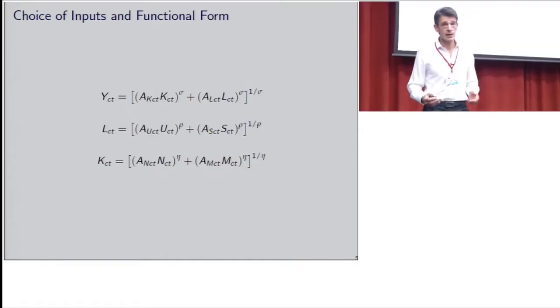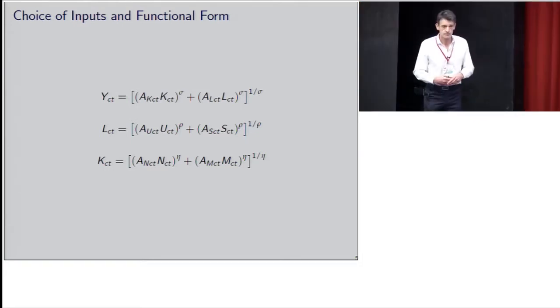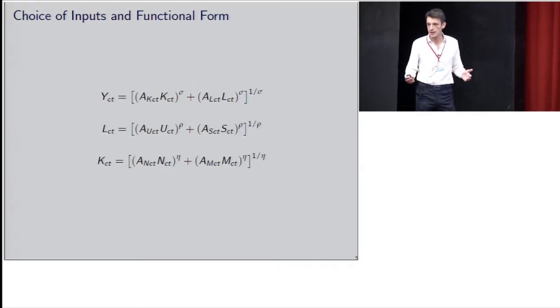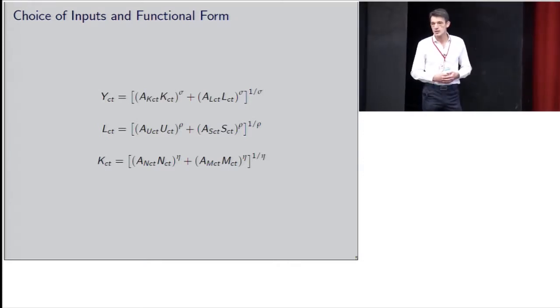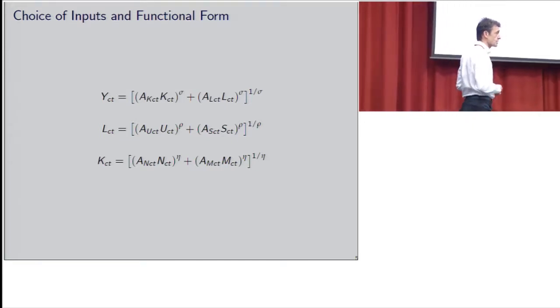So I said you need to make a functional form assumption. This is my functional form assumption. I'm going to have a top level, which is a CES aggregate of capital and labor. And this CES aggregate of capital and labor is governed by the elasticity of substitution, which in this case is going to be 1 over 1 minus sigma. And I'm going to have these efficiency parameters, AK and AL, that are a big part of my object of interest.